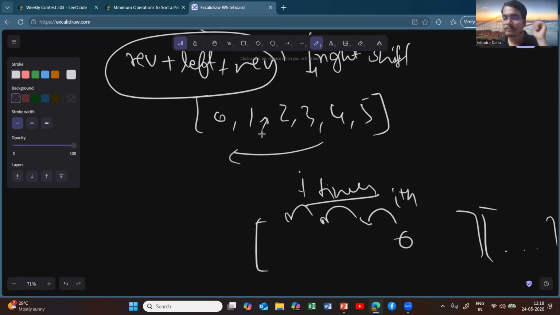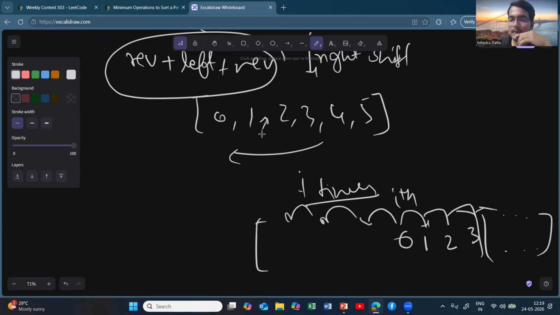Okay, so I find the position of the 0. I try to find the position in which the 0 is present. Okay, and then I will try to check whether the next element should be 1, the next element should be 2, the next element should be 3, and so on.